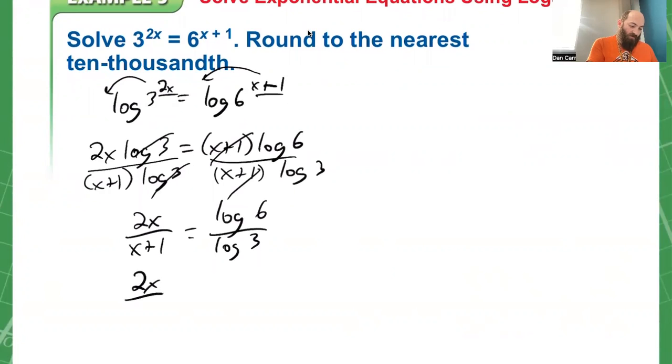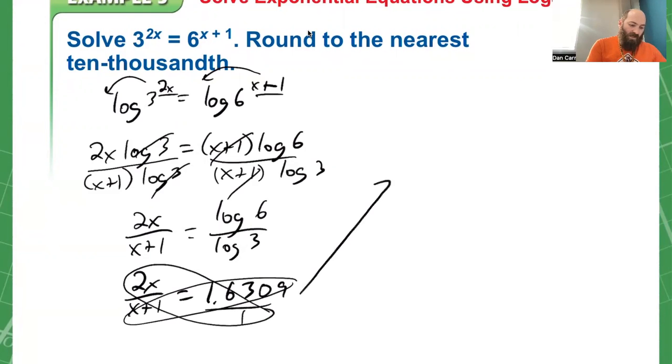Let's get log of 6 divided by log of 3 as a number. That comes out to 1.6309, let's go with that for now. So that's what that part is. Put that over 1 and now do my cross multiplication. It doesn't look like a very easy one, but I'm going to keep that 1.6309 in my calculator, so I'm not technically rounding until the very end.